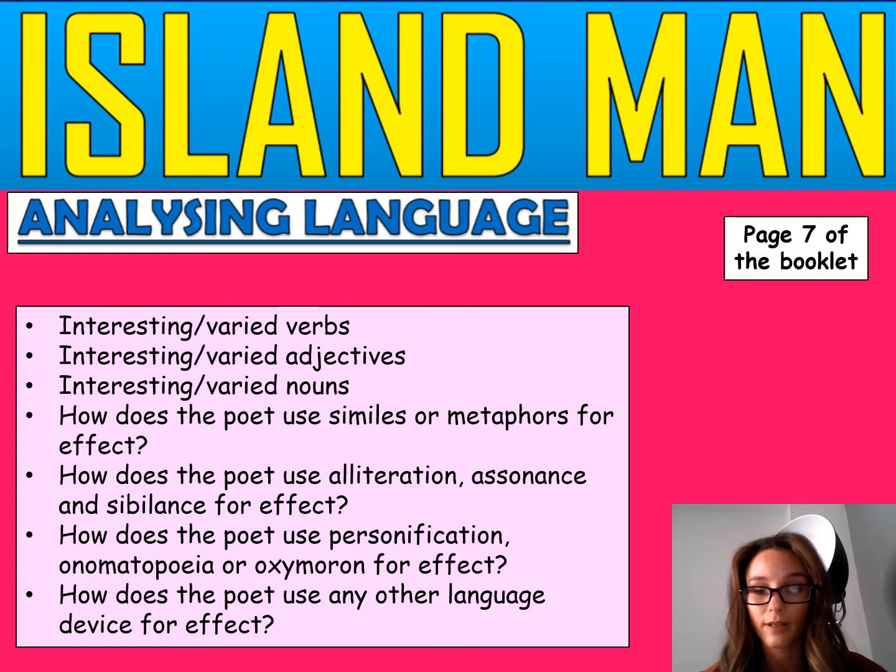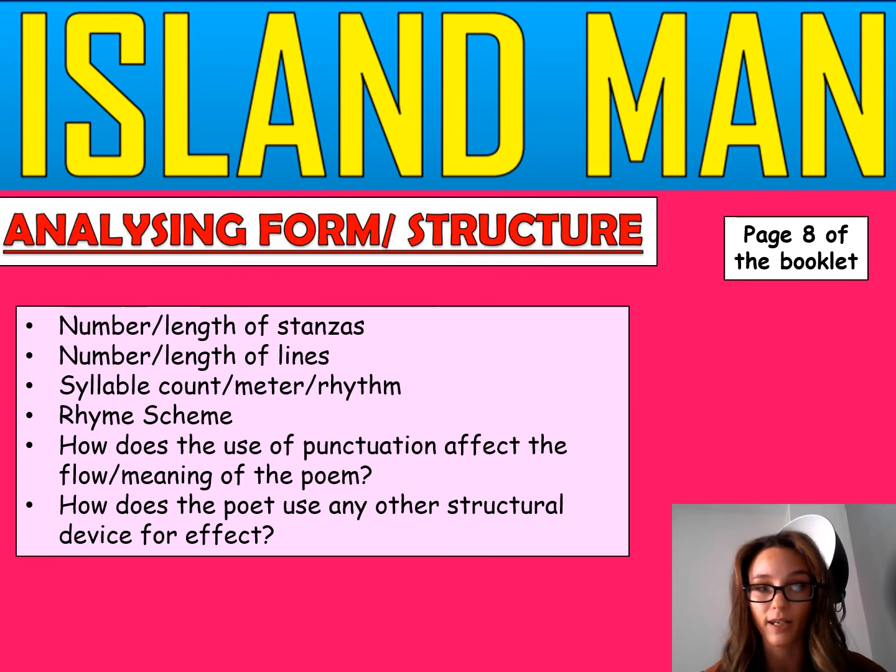So, next step then, perhaps the slightly more tricky element, is to start considering form and structure. In the same way, we're on page 8 of your booklet. You need to now be considering the number and length of stanzas, the number and length of lines, the syllable count, meter, rhythm, rhyme scheme. How does the use of punctuation affect the flow or meaning of the poem, and how does the poet use any other structural device for effect? This is page 8 of your booklet.